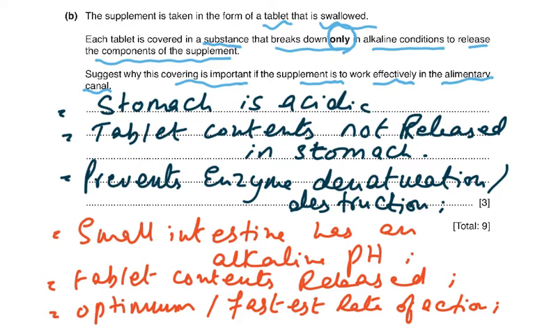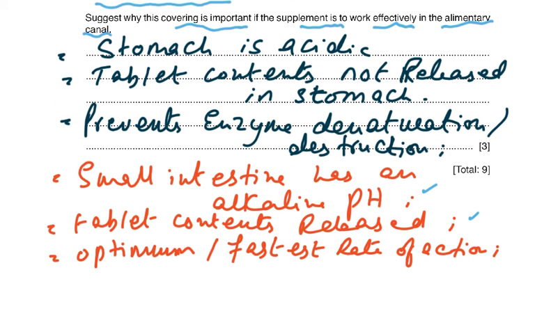Now, basically, the answer to that was very easy because you see, stomach is acidic, so the tablet contents will not be released in the stomach. Why? Because it is said in the question, it reads alkaline conditions. So tablet contents will not be released in the stomach, and this will prevent the enzymes from denaturing or being destroyed. Small intestine has an alkaline pH. Tablet contents will be released, and an optimum and fast rate of reaction will take place.